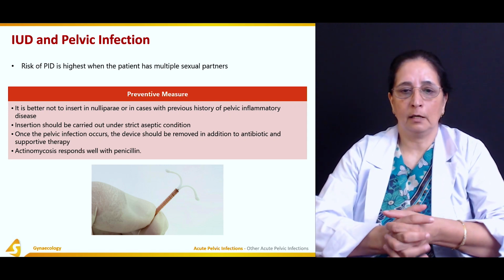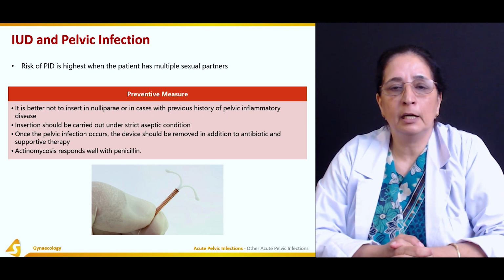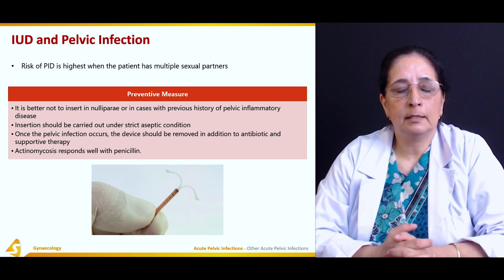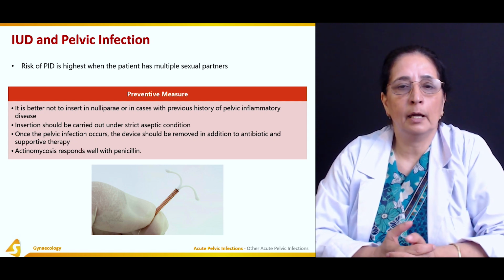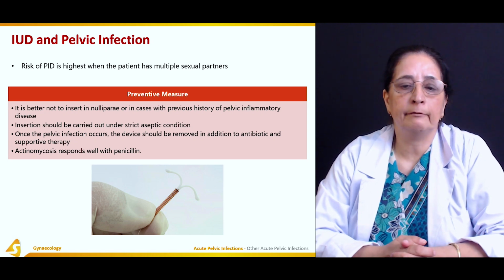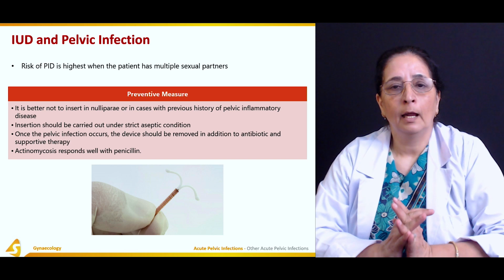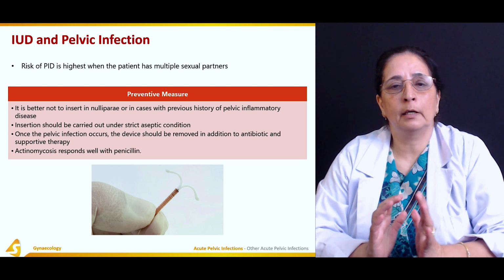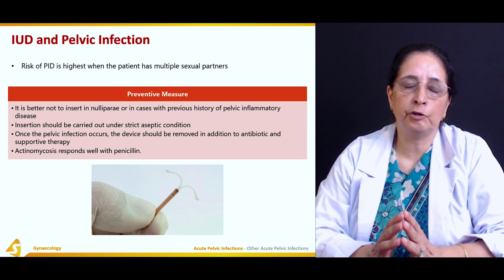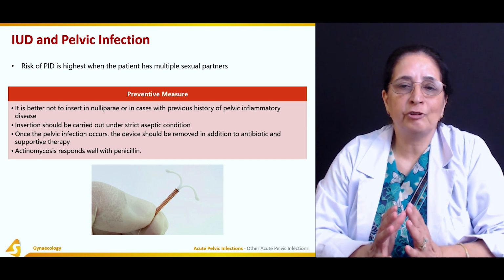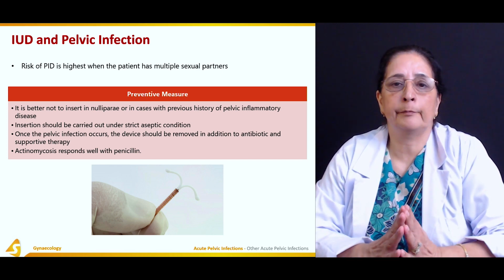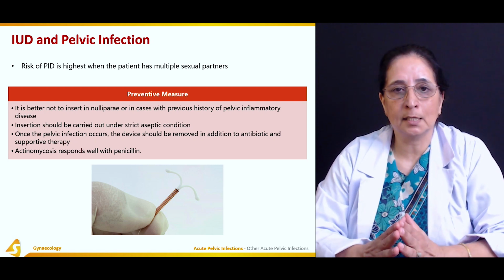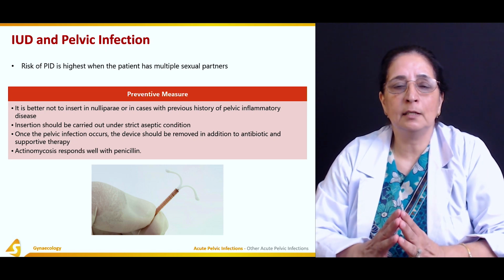Once the infection occurs, the device should be removed in addition to antibiotic and supportive therapy. IUDs can cause pelvic infections because of scarring of the endometrium, and it can cause endometritis. Endometritis can then spread to the fallopian tubes, causing salpingitis, oophoritis, then peritonitis. So it's a serious condition.